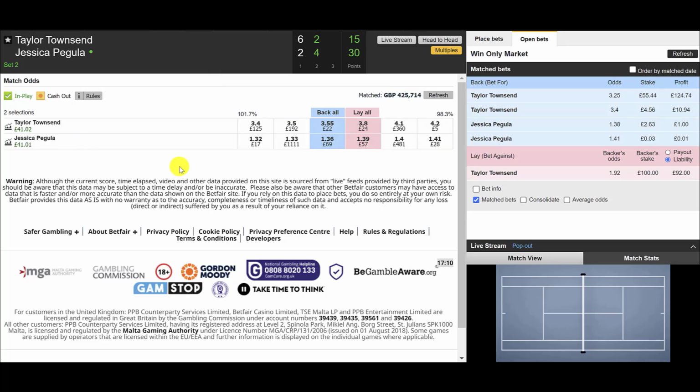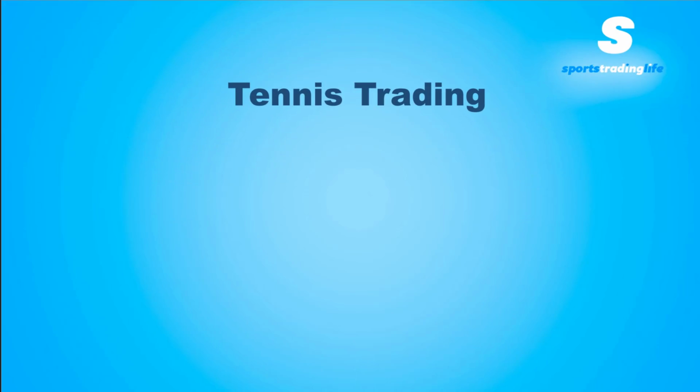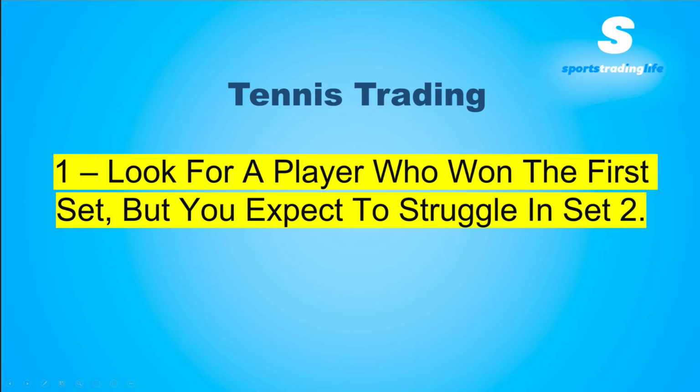Okay, we've achieved the trade we were looking for. It was a lay on Townsend at 1.92, and we got out at 3.25. So all done and out with a profit. So I hope you enjoyed checking that out, and let's quickly go over what we've learned here.